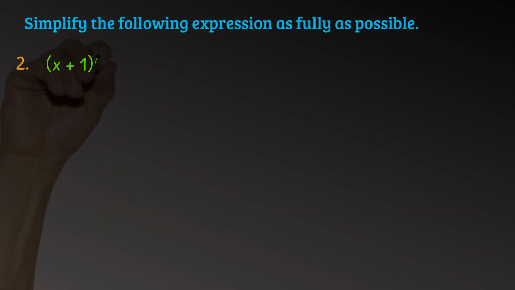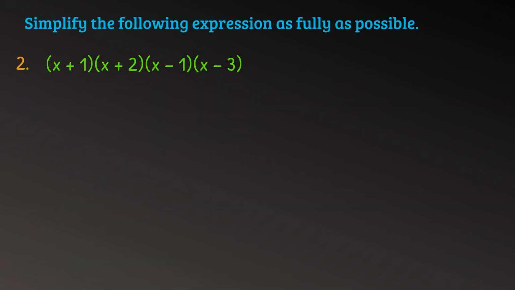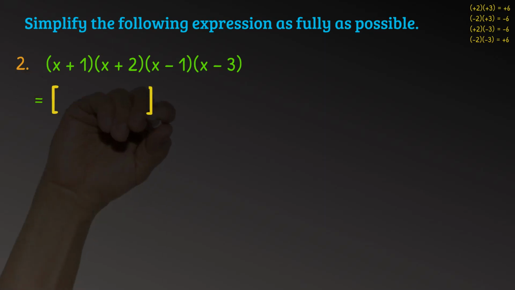Now in question 2 we have 4 brackets, and there are a number of different ways we can approach this. We can multiply out one bracket at a time. It doesn't matter in which order you put the brackets, you should always get the same result. Or we can multiply out the first two brackets and the last two brackets and then multiply the results together, and again we should get the same result. For this question I'm going to multiply out one bracket at a time.